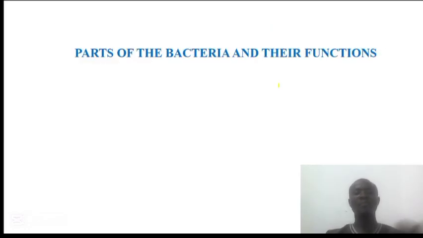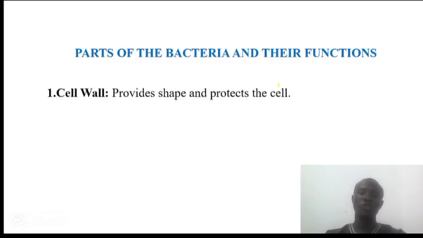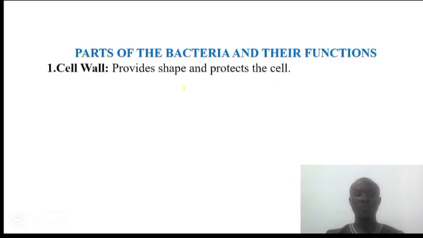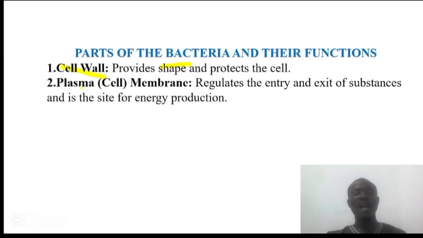Now let's talk about the parts of the bacteria and their functions as we have described before. We have the cell wall that provides shape and protection to the cell. We have the plasma membrane or cell membrane that regulates the entry of substances into the cell. That means it enables substances to enter into and out of the cell. And it is the site for energy production. As I said, bacteria do not have mitochondrion.